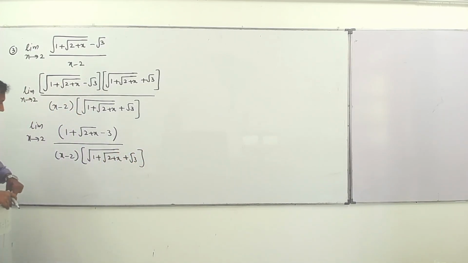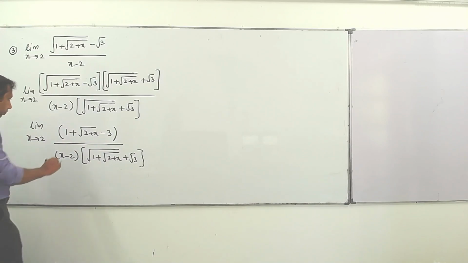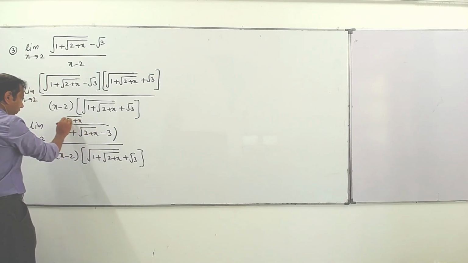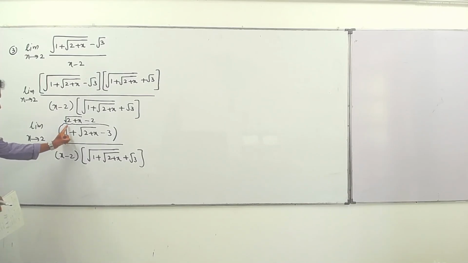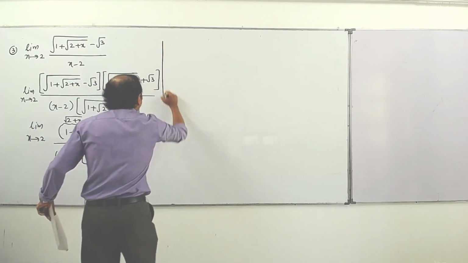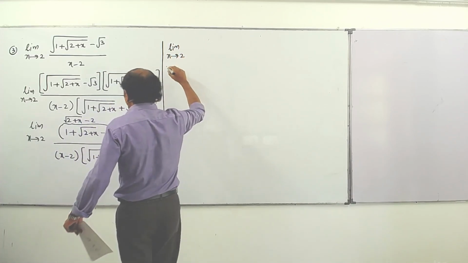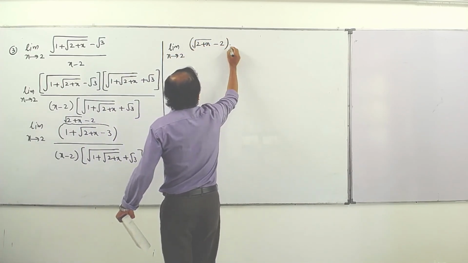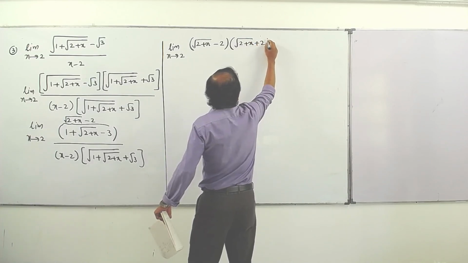Now here we can simplify this. 1 minus 3 is minus 2, no? Then here really this is root of 2 plus x minus 2 now. Then again I multiply numerator and denominator by the conjugate of this. Limit x going to 2, root of 2 plus x minus 2. Its conjugate is going to be root of 2 plus x plus 2.